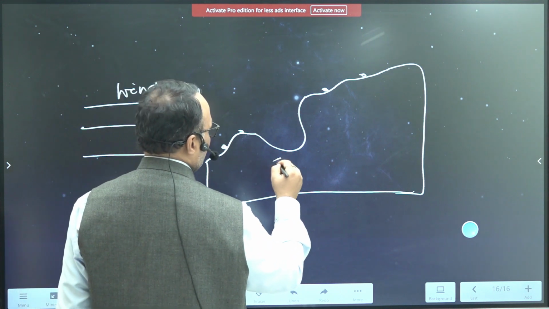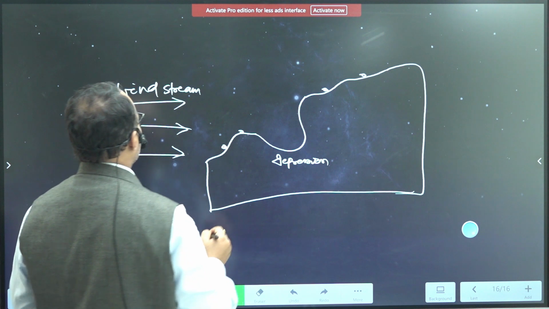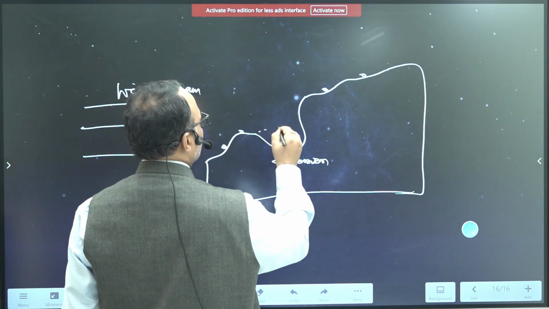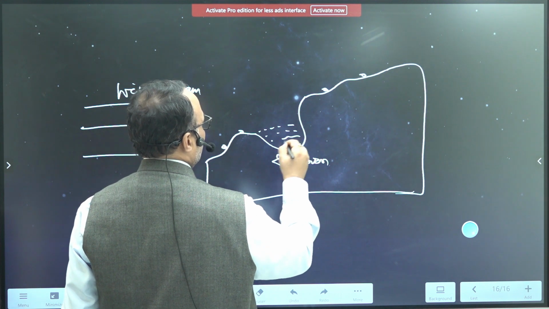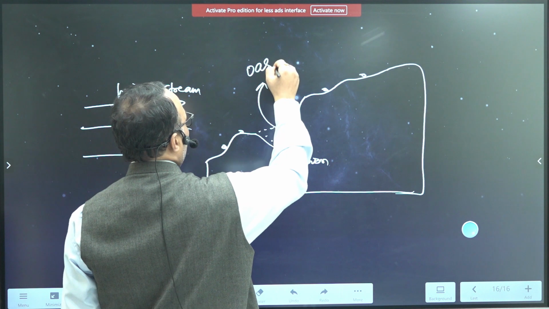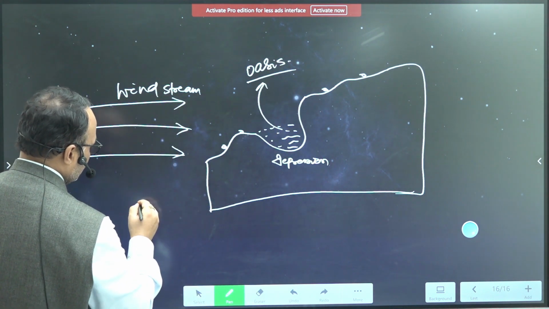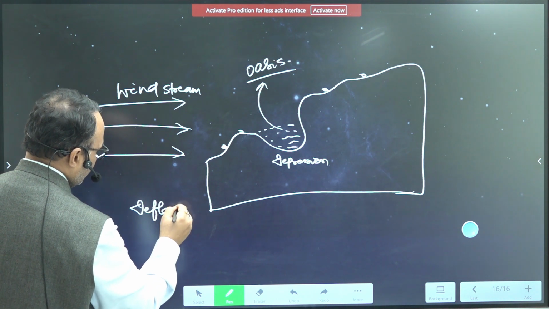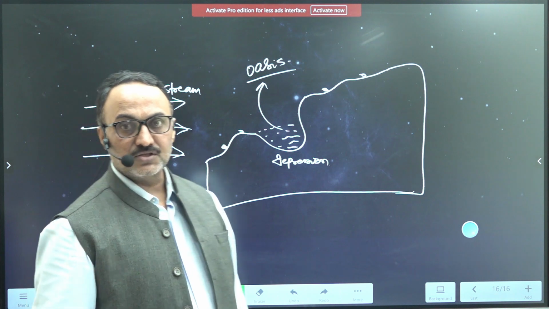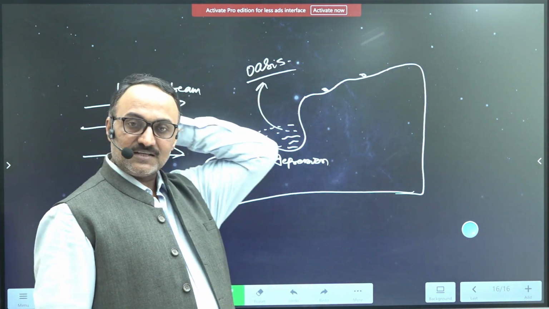So this depression, created because of the wind stream removal of the particles, if it gets water accumulation through the rain, then we call it oasis. So this process of deflation is the common process in arid and semi-arid region and done by the wind stream, creating a variety of oases in desert areas.